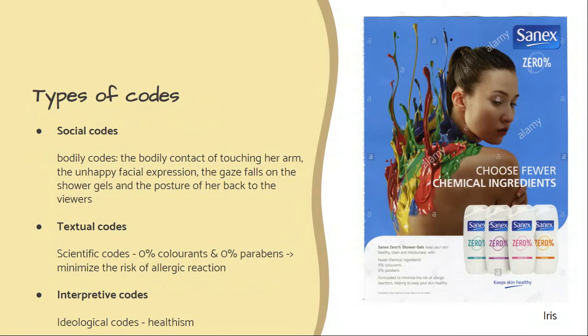There are 3 types of codes in this advertisement. The first one is the social codes such as bodily codes. Textual codes are found as well, for example, the scientific codes of numerical information about the ingredients. Interpretive codes such as ideological codes are also found. Healthism is emphasized in this advertisement. Sanex attached the sense of safety and health to the product to attract the potential buyers who deem personal health as the primary focus.